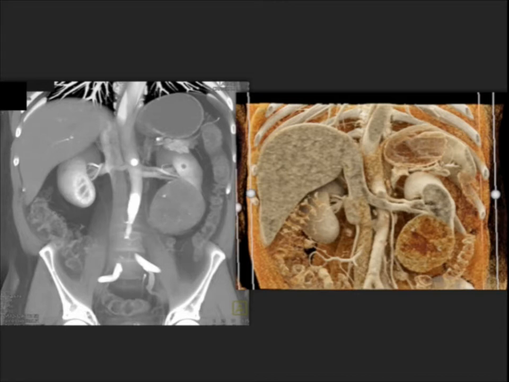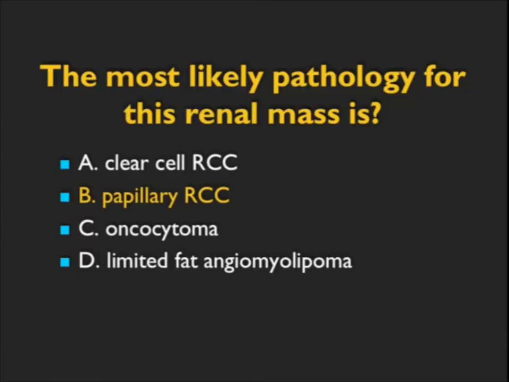I guess in theory you could say, could this be a limited fat angiomyolipoma? Some AMLs have no fat, but this has no fat. But the best diagnosis is a papillary renal cell carcinoma, which this was. We often think of papillaries as small tumors because they're not very aggressive, but they can be large, and this is an example of a large papillary renal cell carcinoma. Just a very nice example.